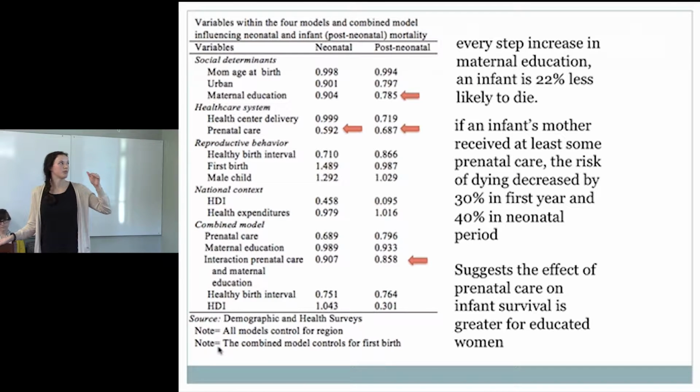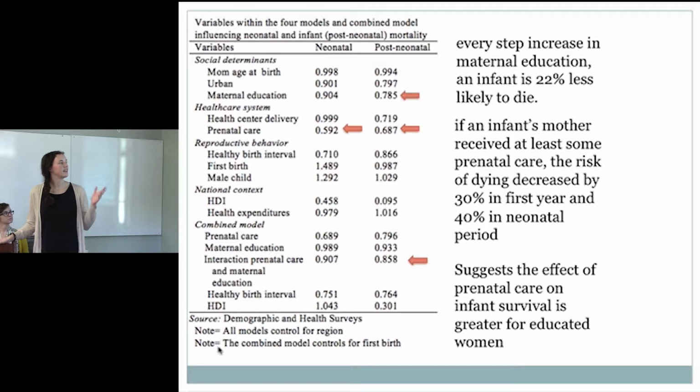I've pointed out some things that were of more interest to me here. You can see that maternal education within the social determinants has the greatest impact on infant mortality in the post-neonatal period, with a slightly smaller effect in the neonatal period. How do you measure maternal education here? It is from highest completed education, from incomplete primary to primary, incomplete secondary to secondary or higher. And so for every step from incomplete primary to primary, there's a 22% less likely chance for the infant to die.